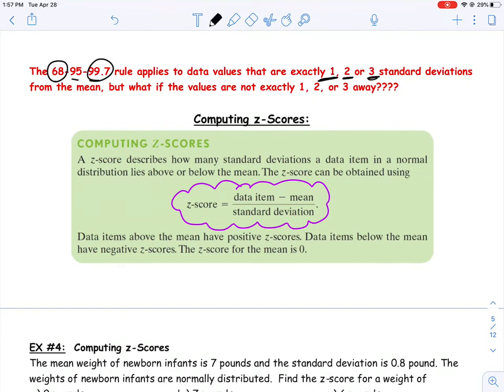So what we want to do is calculate that value, and it's called a z-score. We want to be able to find exactly how many standard deviations away our value is from the mean by finding the z-score. That means we're going to use this formula where we take the data item, we subtract the mean, and we divide by the standard deviation. So we know how many standard deviations away we are from the mean. Positive numbers would mean we are above the mean, and negative numbers means we would be below the mean by that amount.